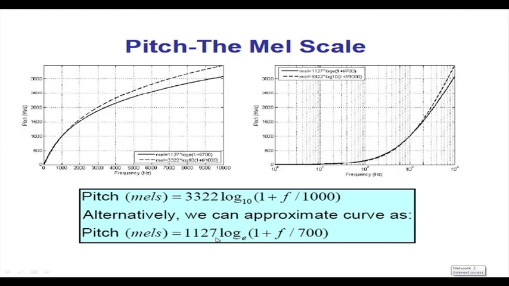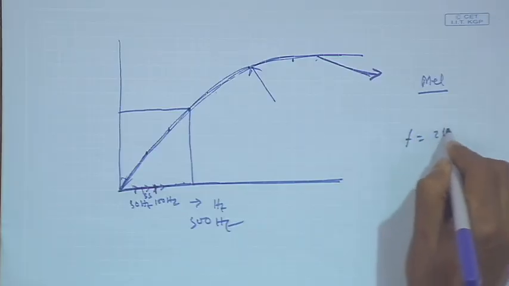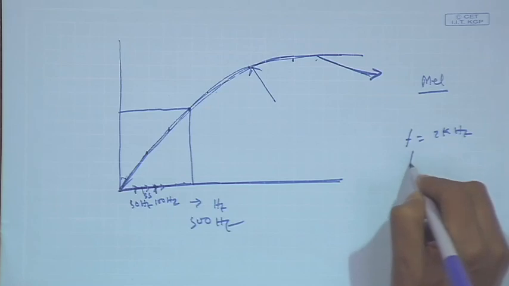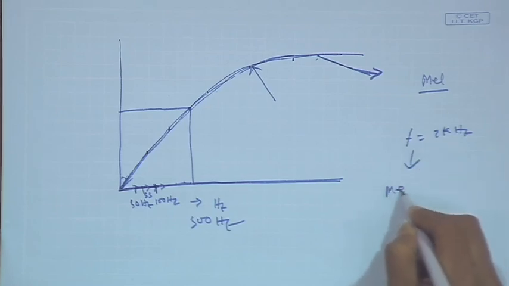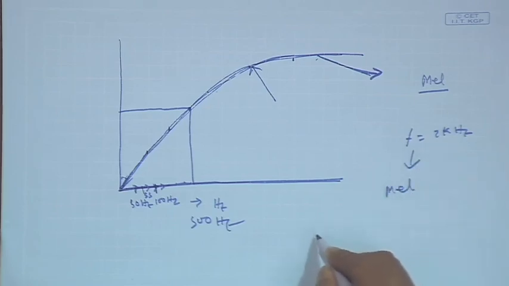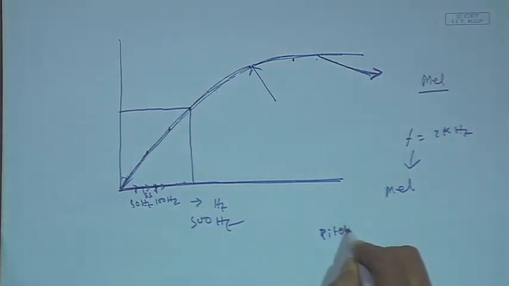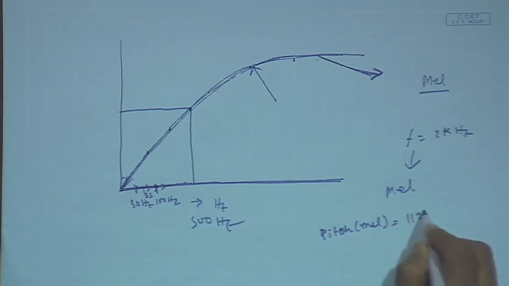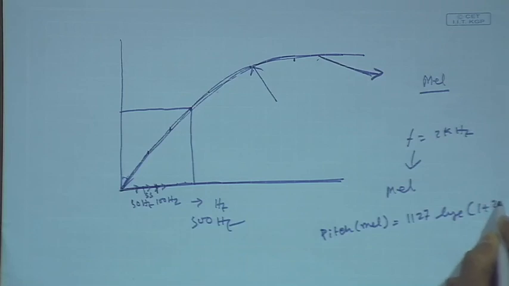Suppose f is equal to 2 kilohertz, then I can find the value of f in the mel scale. Pitch in mel is equal to 1127 log_e(1 + 2000/700). So, I can find the mel frequency.